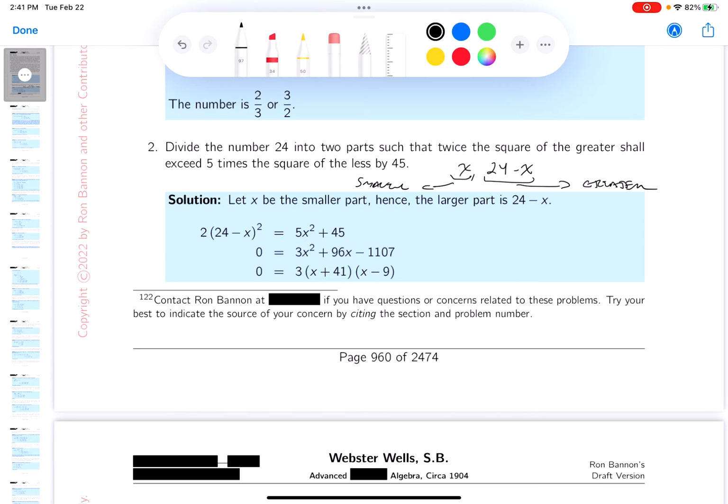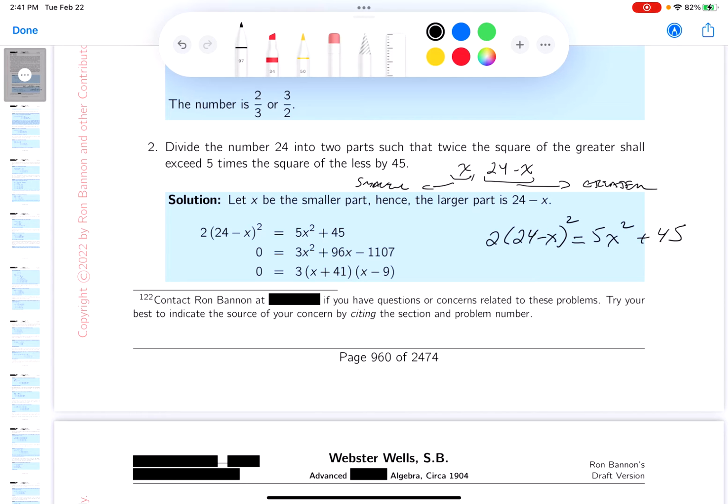So what did they say? You're going to break 24 into two parts such that twice the square of the greater, that's twice the square of the greater, shall exceed 5 times the square of the less by 45. Well, there's your goal. And you've accomplished it. You wrote down what they said. What am I going to do now? Solve the equation. And looking at it, well, let's go through it.